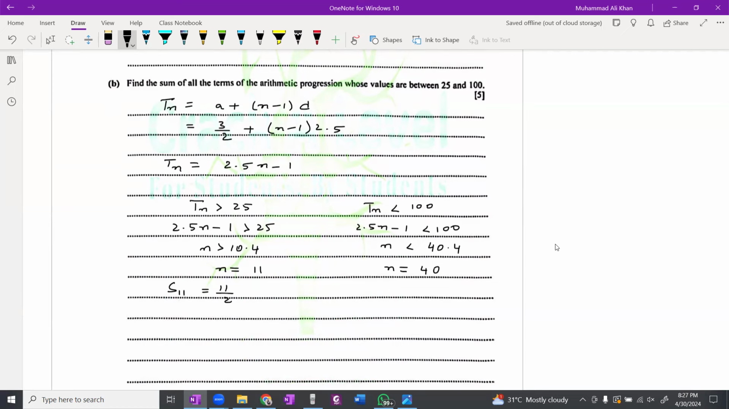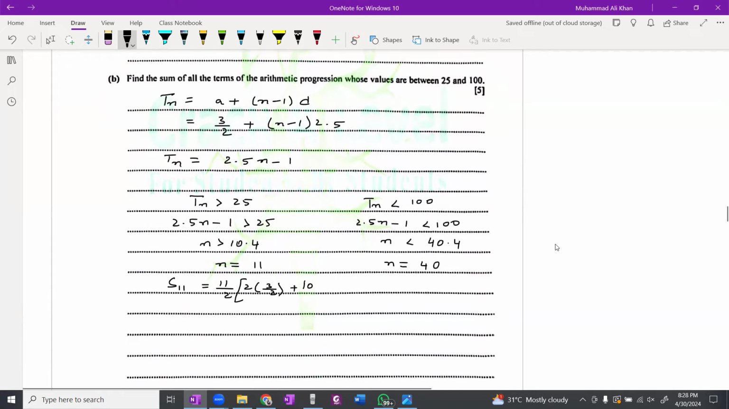n by 2, 2a, plus (n minus 1), 11 minus 1 is 10, and the common difference is 2.5. So according to this, the sum up to the 11th term is 127.5. And here, the sum up to the 40th term: n by 2, 2a, where a is 3 upon 2, plus (n minus 1), so it means 39, and d is 2.5. So what is the value of S40? S40 is 2010, and this is S11.